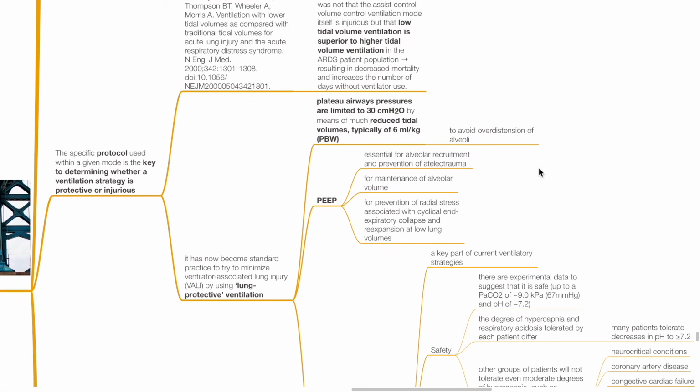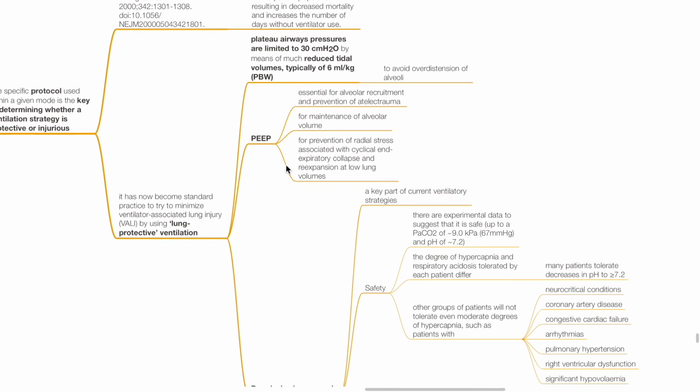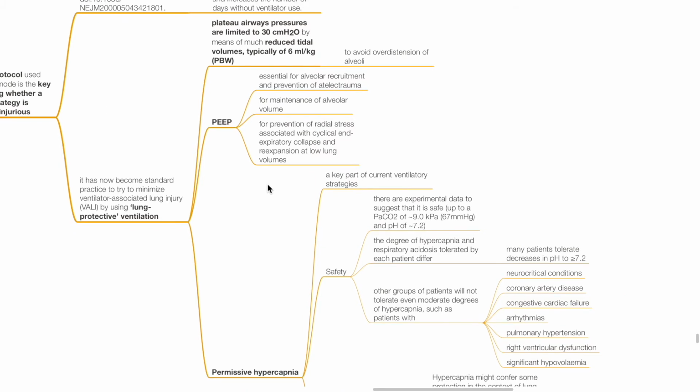It has now become standard practice to try to minimize ventilator-associated lung injury by using lung protective ventilation, which consists of plateau airway pressures limited to 30 cm H2O by means of a reduced tidal volume, typically 6 mL per kg predicted body weight, to avoid over-distension of alveoli, and the use of PEEP, which is essential for alveolar recruitment and prevention of atelectasis trauma, for maintenance of alveolar volume, and for prevention of radial stress associated with cyclical inspiratory and expiratory collapse and re-expansion at low lung volumes.